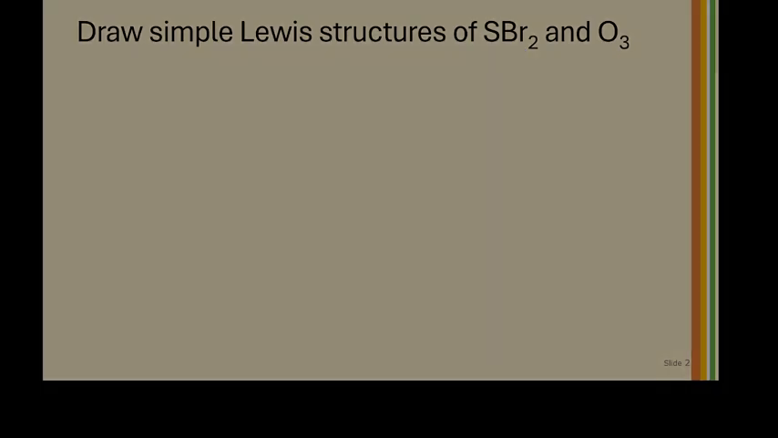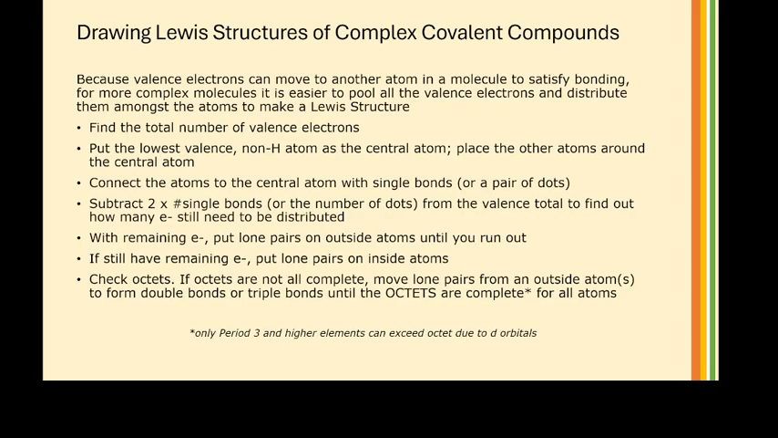Therefore, we tend to use another method in which we put all the valence electrons into a pool. We assemble the skeleton structure by putting the lowest valence non-hydrogen atom as the central atom and putting the other ones around that central atom. We connect them with bonds because we know they have to have at minimum one single bond connecting them. And then we put the electrons beginning on the outer atoms.